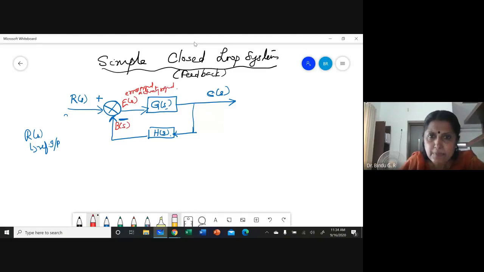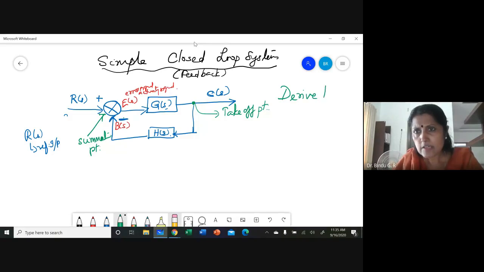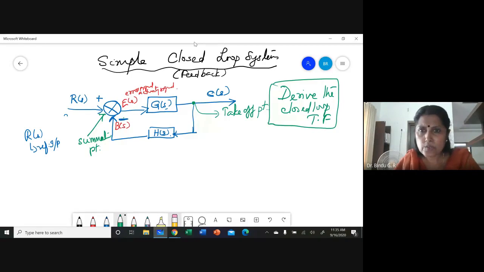Okay, now this point is called a take-off point or a branch point. And this is known as a summer or a summation point. Here, what we are doing is not adding but subtracting. Now what I want here is to derive the closed loop transfer function. Closed loop transfer function means the ratio between the output and the input, or overall output C(S) divided by R(S). This is what I am going to derive.